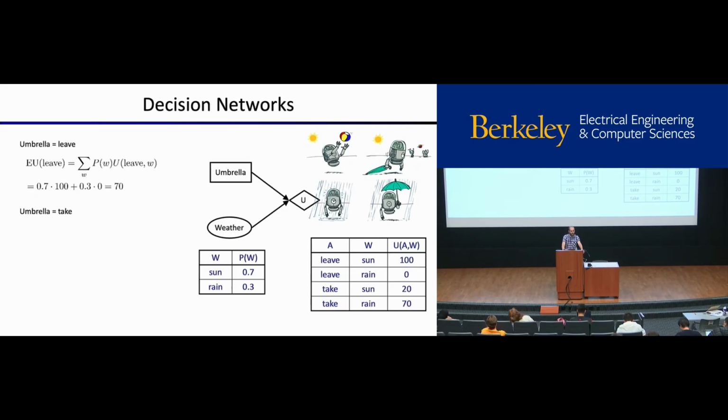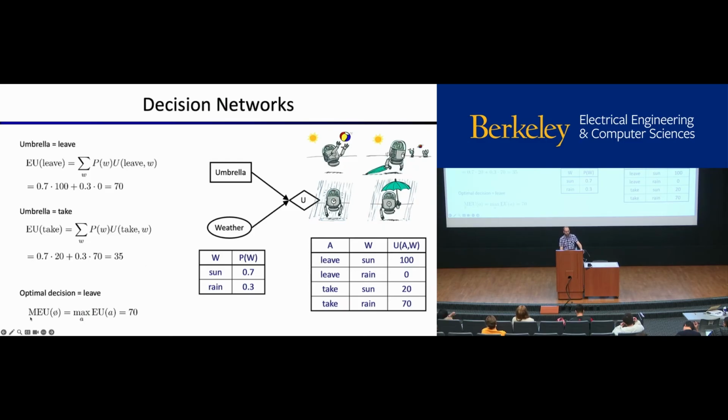Okay. Umbrella equals take. Let's consider the expected utility when we set this variable to that value. Same expression as before, but now we're looking at the utility of weather when we take the umbrella. 0.7 times 20 plus 0.3 times 70 is 35. So the optimal decision here is to leave the umbrella because the expected utility is higher.